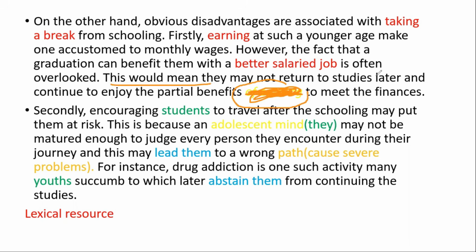this would mean that they may not return to studies later and continue to enjoy the partial benefits to meet the finances. You're talking about better salary jobs, earning, monthly wages. Again, earning is not required. It's redundant. In some cases, you can just remove them instead of thinking of a new word. Let's continue. Secondly, encouraging students, I use the word students now, to travel after the schooling may put them at risk. This is because an adolescent mind, instead of writing this, you could have said they. If you're running short of words, you can use pronoun referencing, but not all the time.